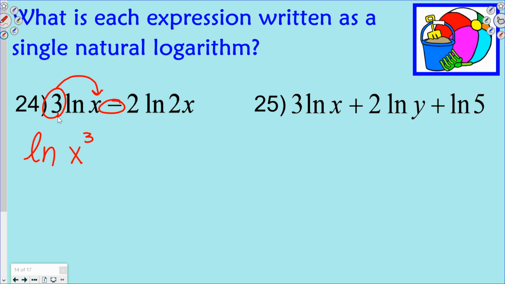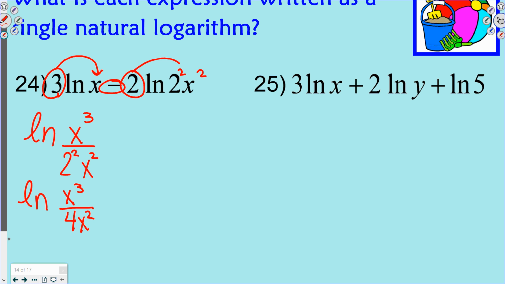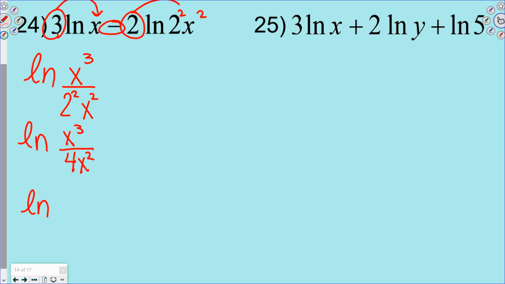Subtract means divide. All right, there's another number in front. It goes as an exponent to what? The 2 and the x, right? So it's going to be 2 squared and x squared because it's in front of, that's both attached to that natural log. Keep going or stop? Keep going. So that's going to be the natural log of x cubed over 4x squared. Yeah, I can keep going again because I have x cubed on top and x squared on bottom. Yep, I'll have x over 4. Keep going or stop? Stop.